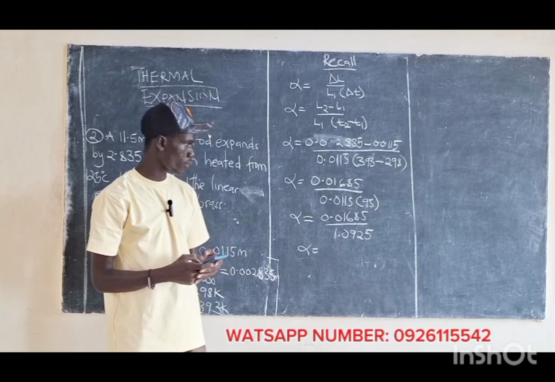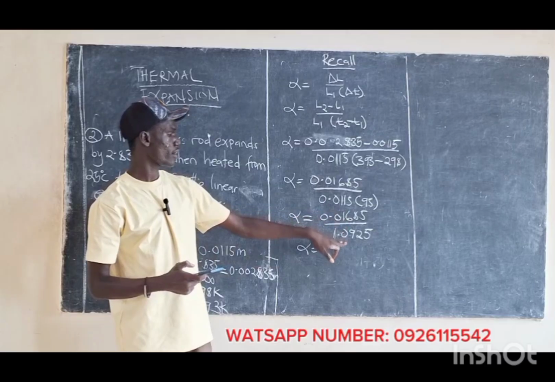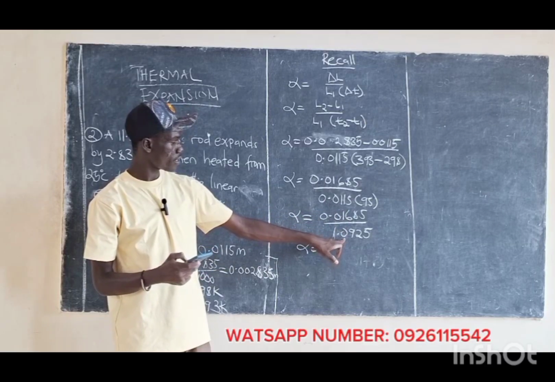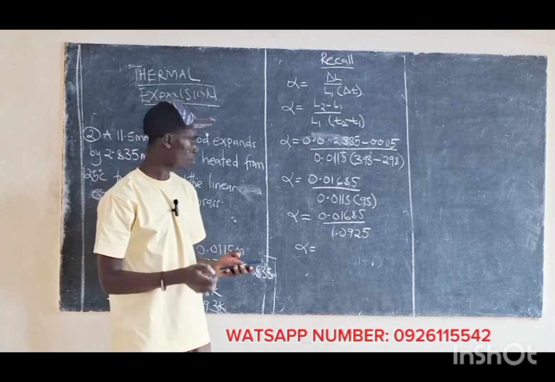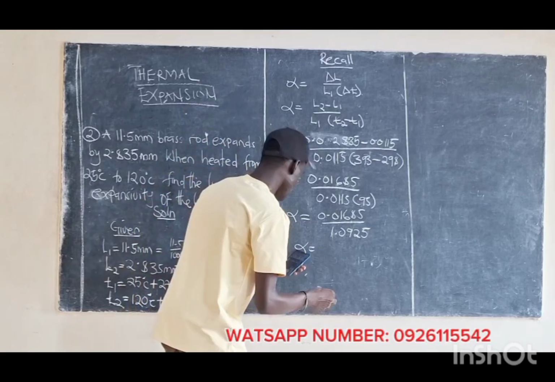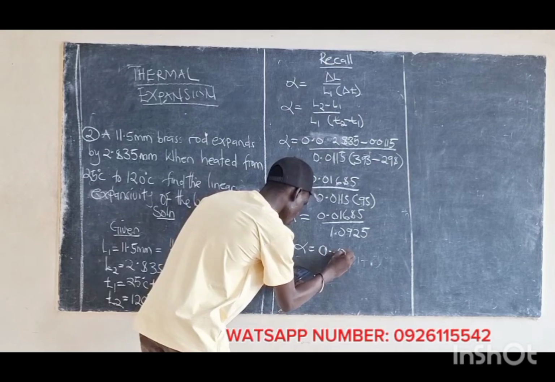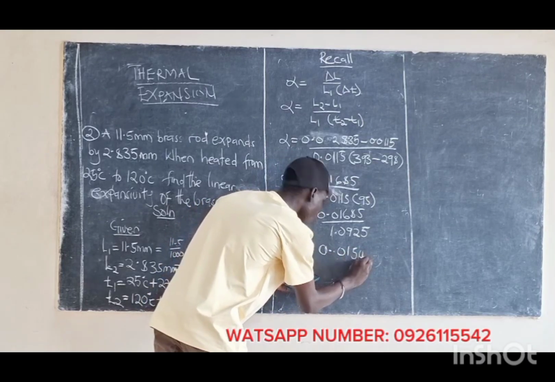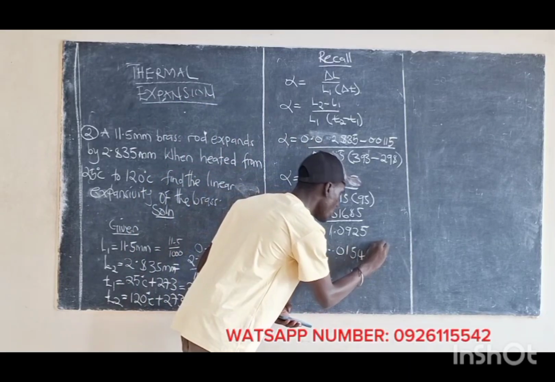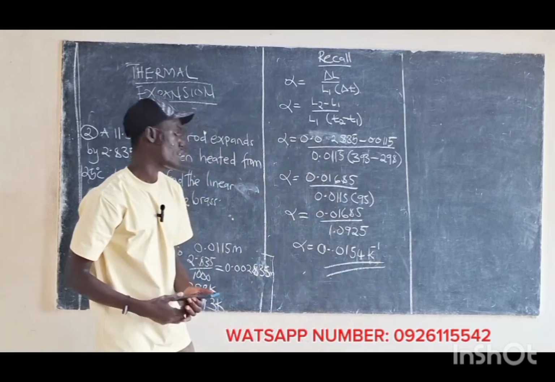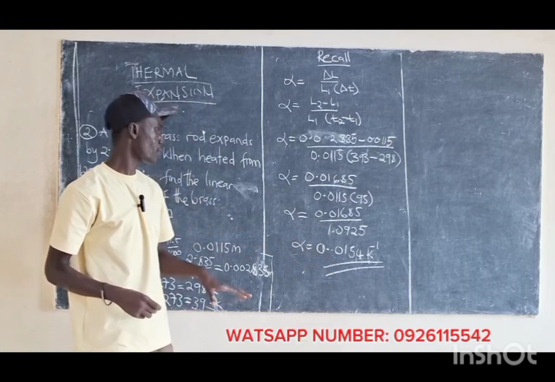Let's say 0.01685 divided by 1.0925. So our final answer here is giving us 0.0154, and the rest you leave in 4 decimal places, and our SI unit for linear expansivity is per Kelvin. So this is the end of this problem.